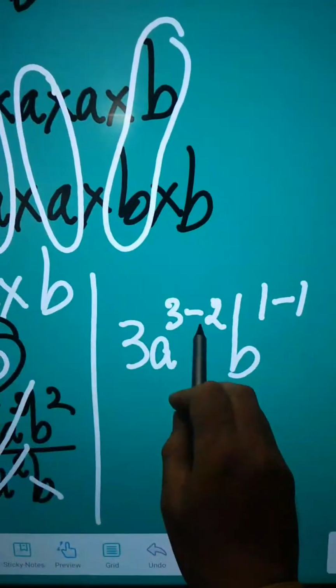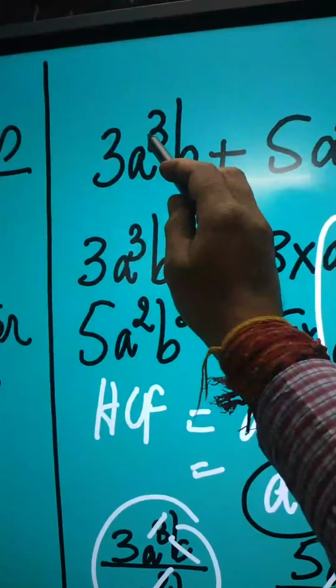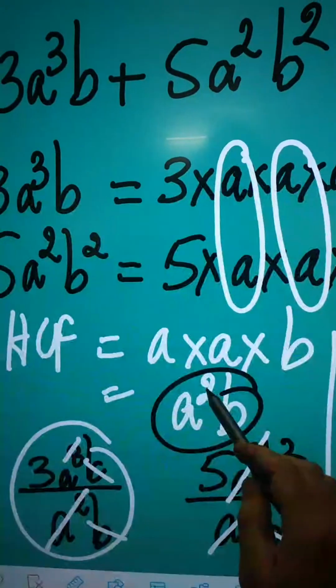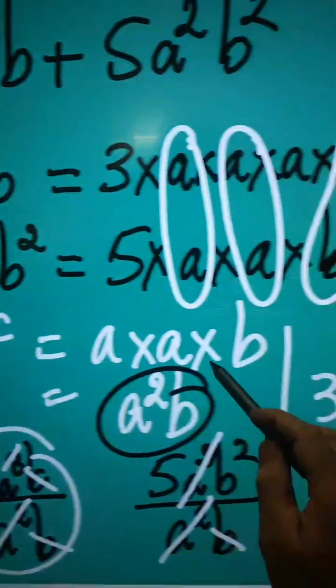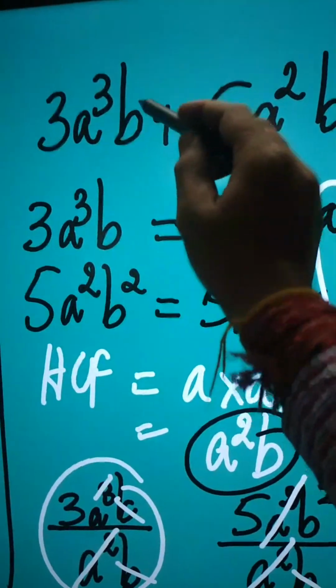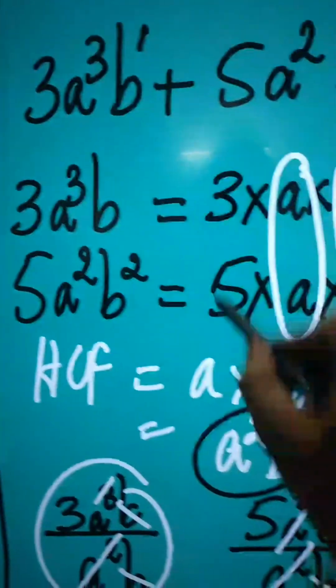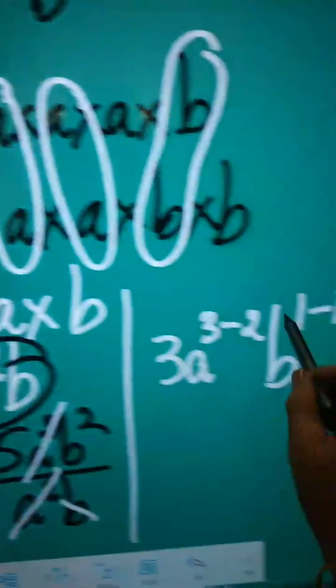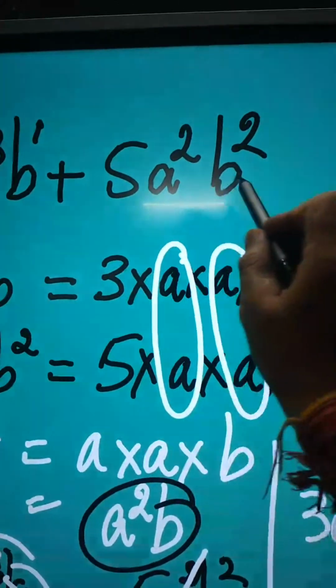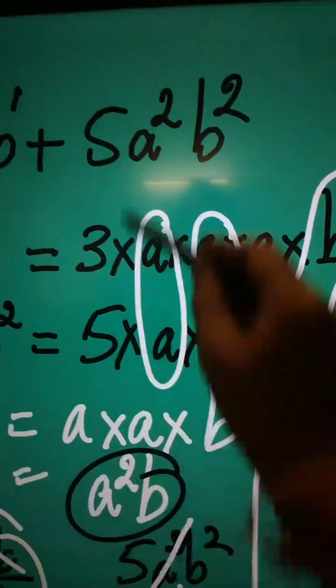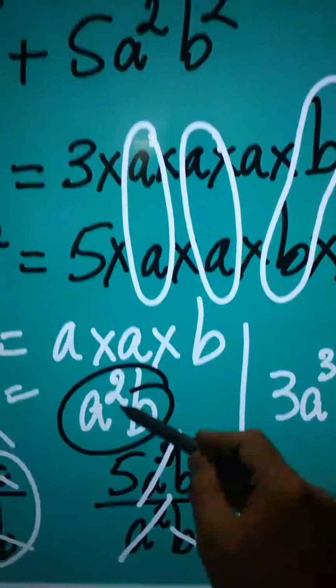From where is it 3 minus 2? Because this was power 3 and this was power 2. So a power 3 minus 2; b is power 1, this is power 1 here, and this b is also power 1, so it is 1 minus 1. Then 5a square b square.